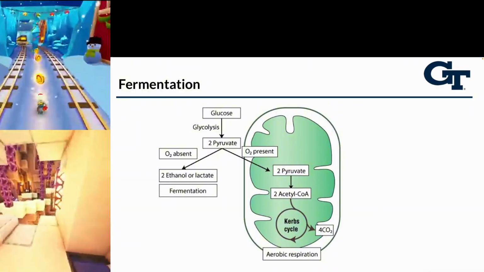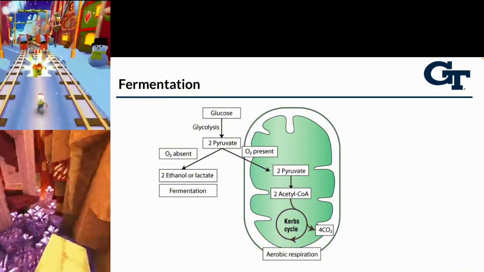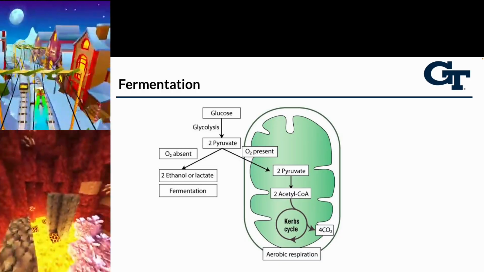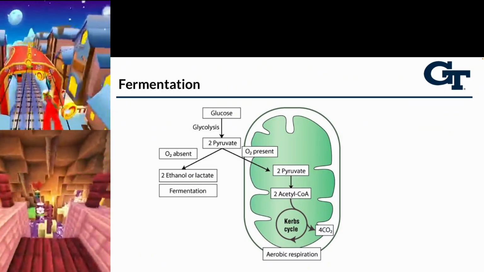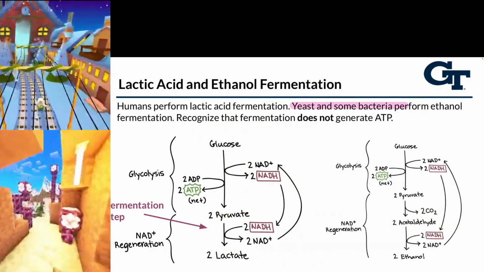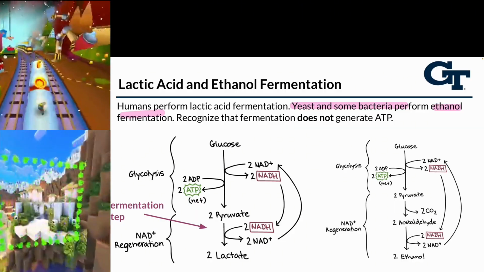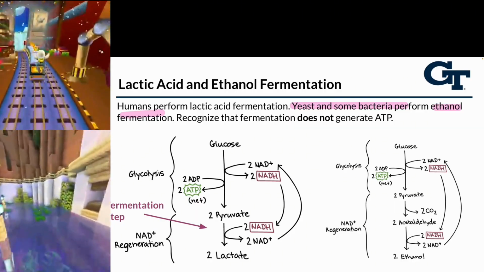Now, human cells do not perform ethanol fermentation. Our cells are not making ethanol. They won't make ethanol. We will die if that happens. It doesn't happen. But here, in some yeast and some bacteria, we perform ethanol fermentation. That's how we get alcohol, so go yeast. We perform lactic acid fermentation.